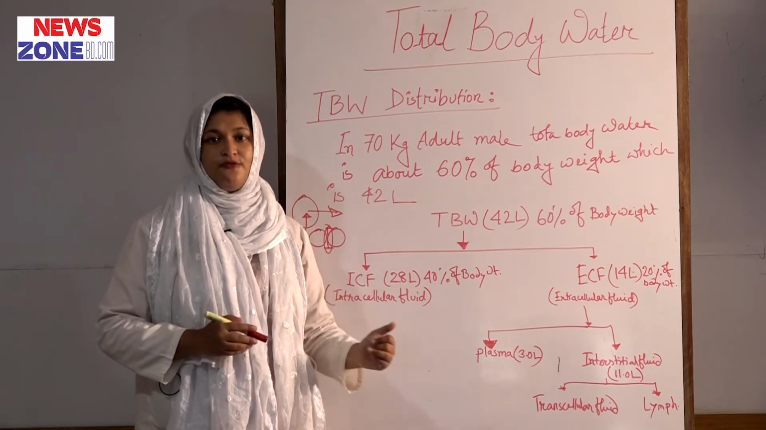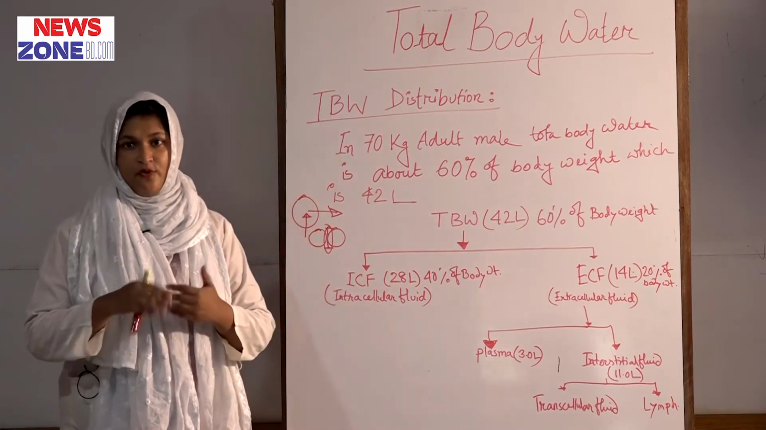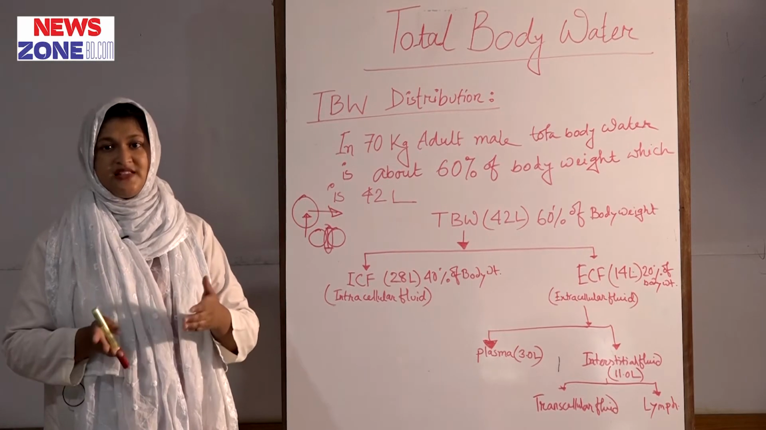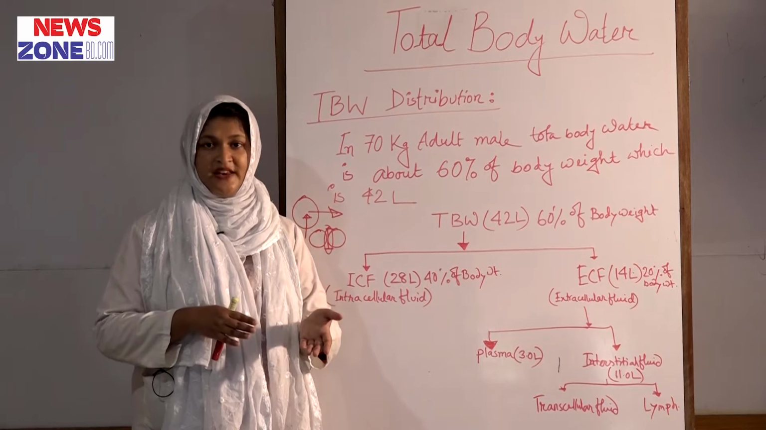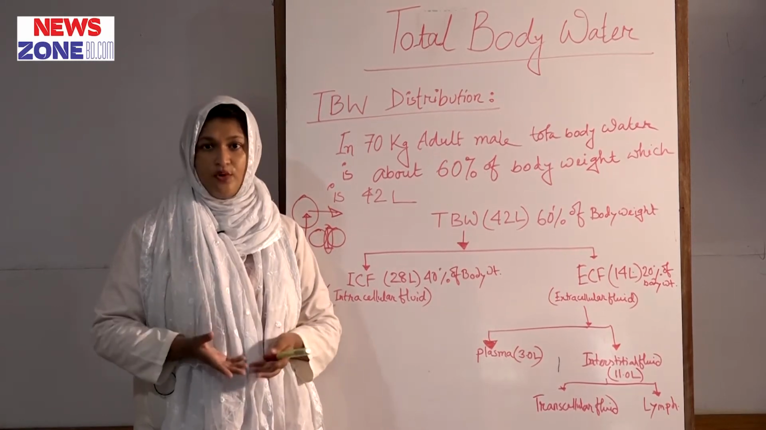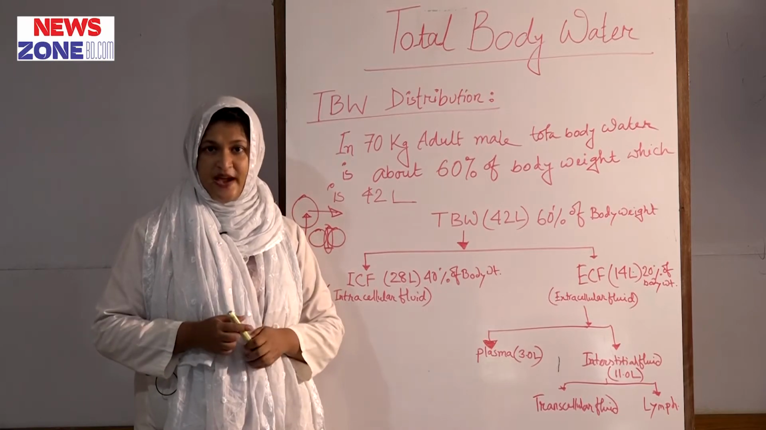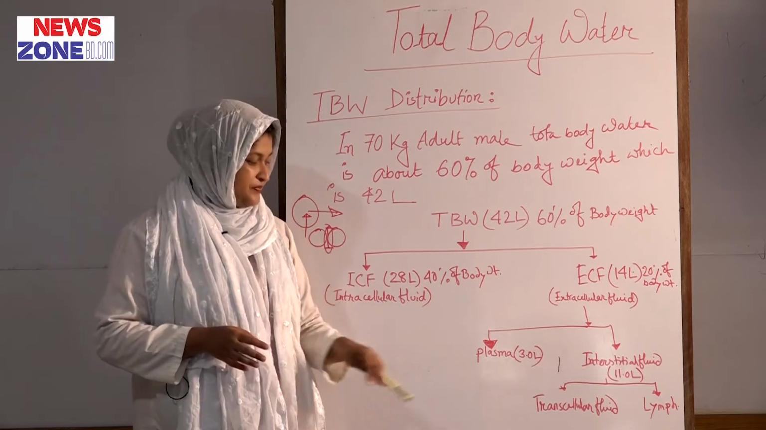Examples of transcellular fluid: pleural fluid, the fluid which remains between the two pleura; pericardial fluid, which remains in the pericardial space; synovial fluid, which remains in the joint space; intraocular fluid, aqueous humor; fluid in the lumen of the GI tract and fluid in the lumen of the nephron. These are all examples of transcellular fluid.